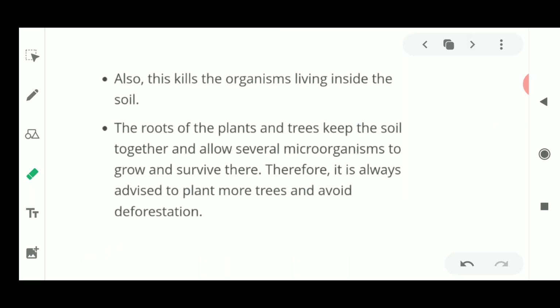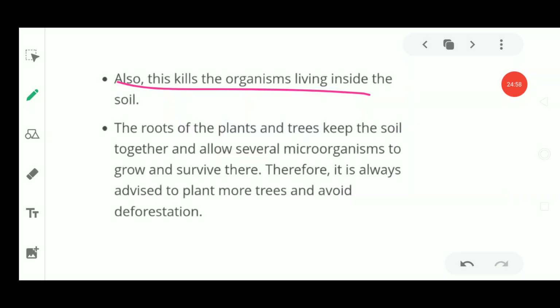Next, it also kills the organisms living inside. Why? Because some of the organisms can only survive in the soil. But if the soil is eroded and is not present, these are also carried away from one place to another, and this could lead to the death of these living microorganisms.